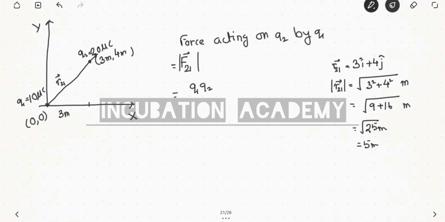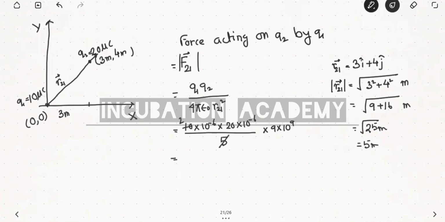So I am just putting this value here: Q1, Q2, over 4 pi epsilon naught R21 square. Obviously the value of Q1 is 10 microcoulomb, so 10 into 10 to the power minus 6. Q2 is 20 microcoulomb, so 20 into 10 to the power minus 6. 1 by 4 pi epsilon naught is 9 into 10 to the power 9. R21 square is 5 square.